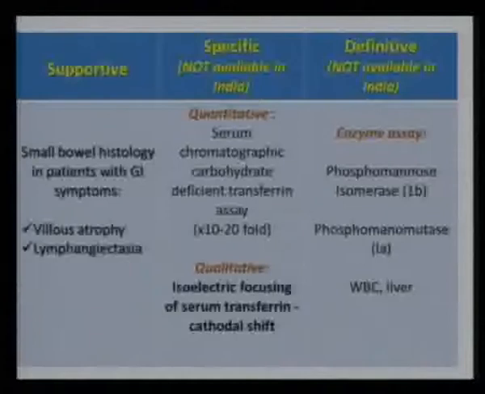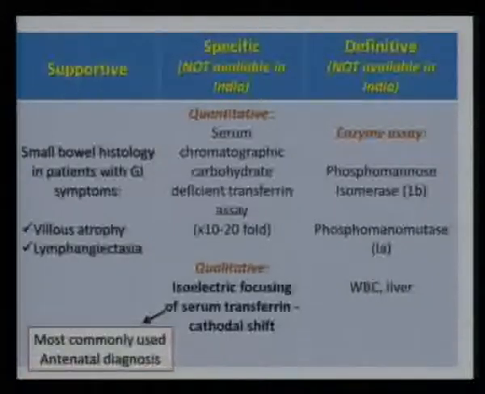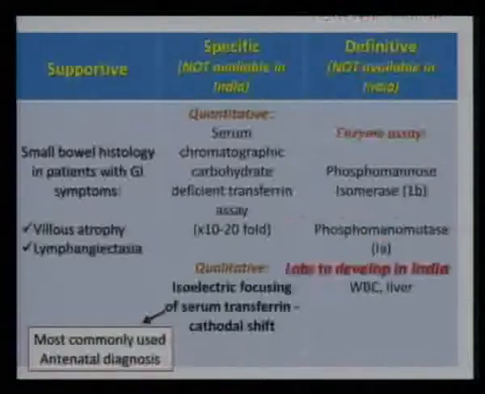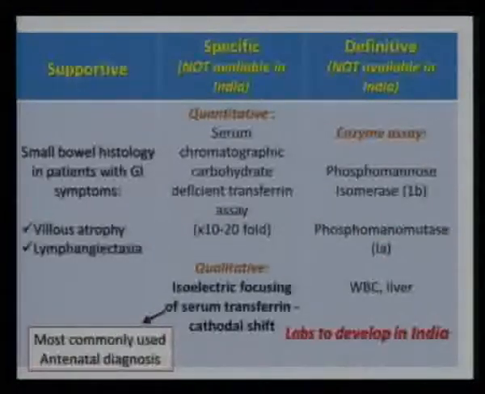You can also do the quantitative serum chromatographic carbohydrate deficient transferrin assay, and you can do the qualitative. Qualitative isoelectric focusing of serum transferrin cathodal shift is currently being used in most of the studies, and is commonly also used for antenatal diagnosis. The enzyme assays are done in very few labs in the world, which are research labs. So I don't think we can ask the laboratory people here in India to develop it. In fact, they can develop this qualitative isoelectric focusing of serum transferrin cathodal shift. I don't know how difficult it will be. Labs need to develop this in India because this is a treatable disorder.